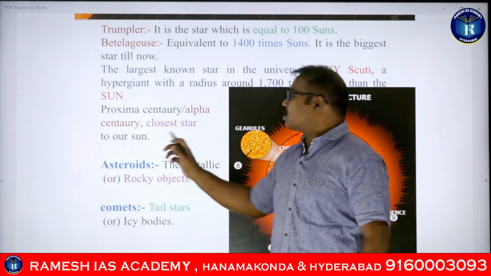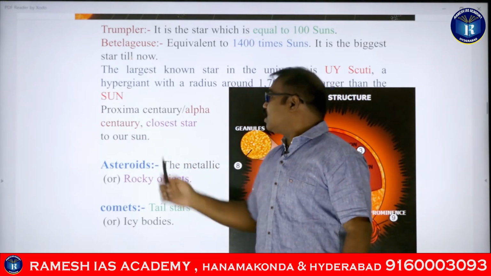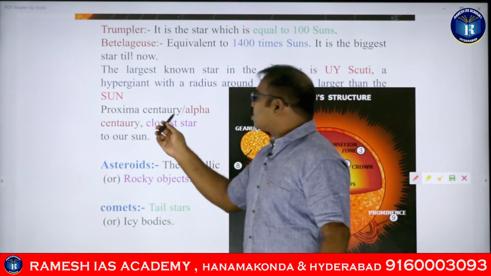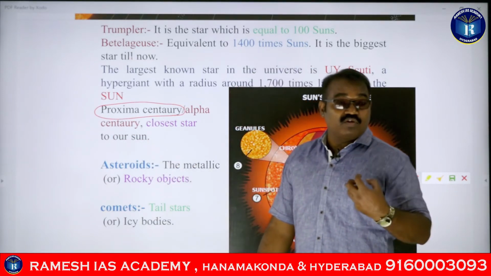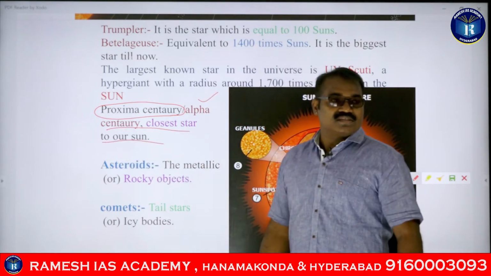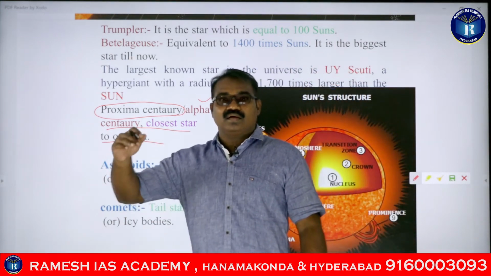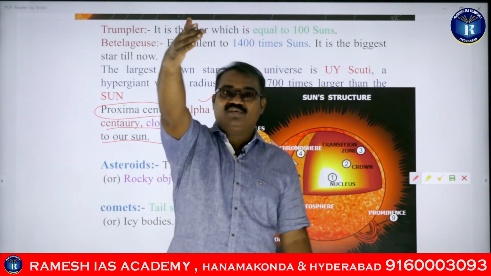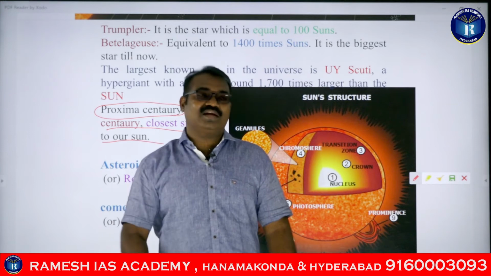So the closest star to our sun, generally in our textbooks or all the materials, it is said that it is Proxima Centauri, guys. But recently we have found out that it is Alpha Centauri which is closest to the sun, not Proxima Centauri. Because you can take a small example: suppose there is a sun in front of you, and if you are looking at the sun, you cannot see what is beyond the sun because of the glare we are getting from the sun.